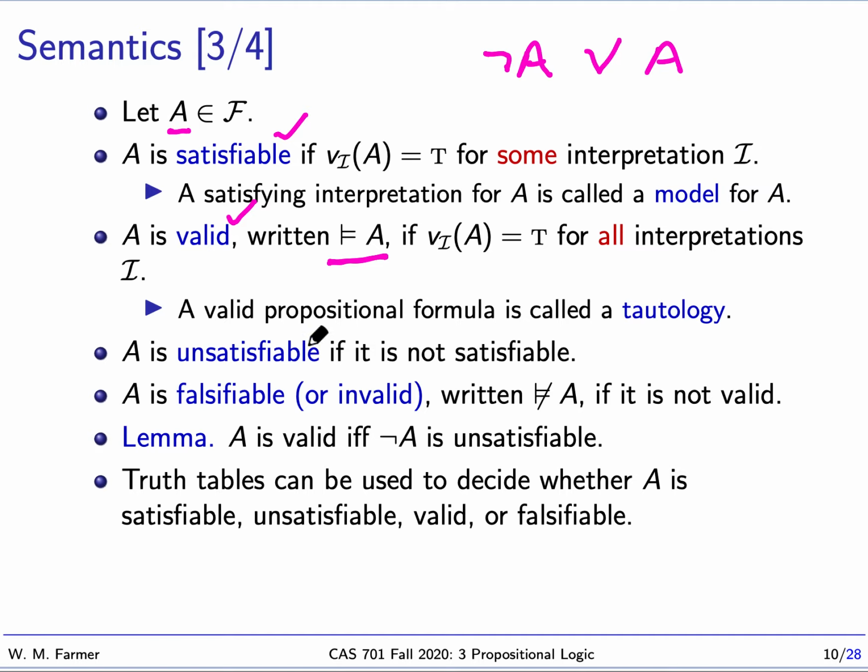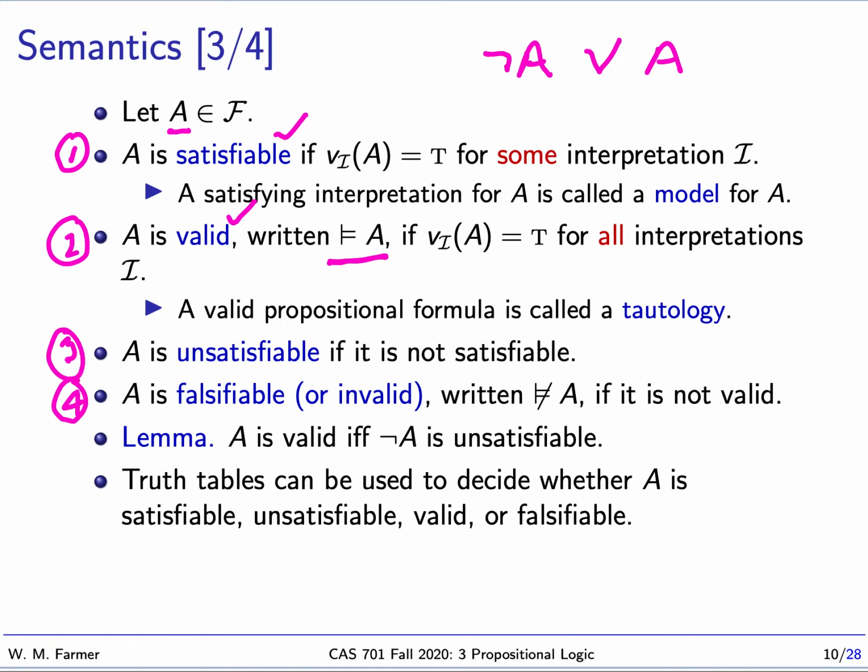Now we'll say A is unsatisfiable if it's not satisfiable, and we will say it's falsifiable or invalid if it's not valid. So we have these four different possibilities. And then there's a useful little lemma that says A is valid if and only if not A is not satisfiable. So let's go back to our example.